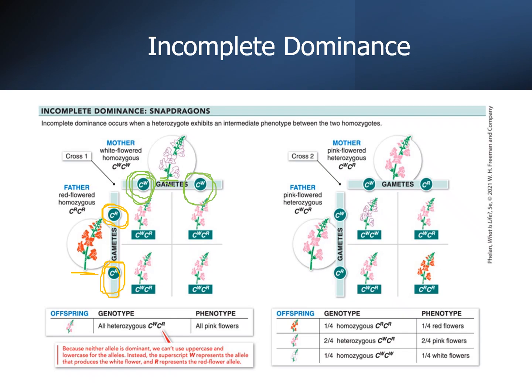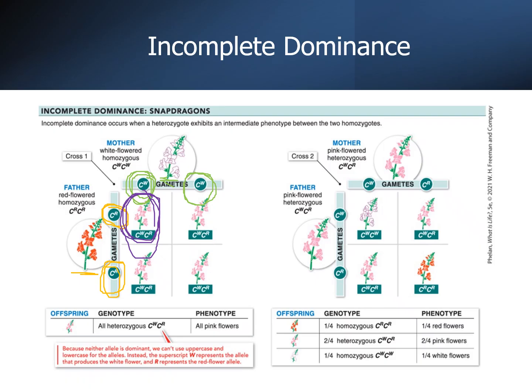When we combine these alleles, we get CWCR, and because this is an example of incomplete dominance, we do not see a red or a white snapdragon. We see the blending of the traits, which is going to lead to pink snapdragons, which, if you know colors, if you combine red and white, you get pink.